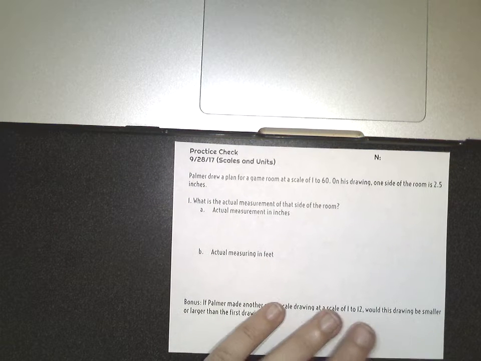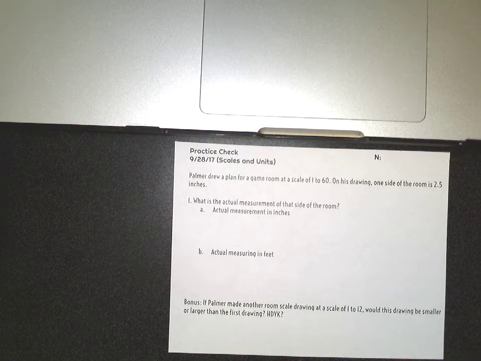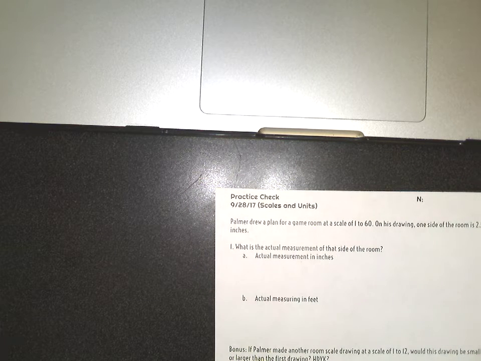So we've got the problem: Palmer drew a plan for a game room at a scale of 1 to 60. On his drawing, one side of the room is 2.5 inches. What is the actual measurement of that side of the room? So, let's start with the drawing side. In the drawing, we know that it is 2.5 inches. I want to know what it's going to be actually.